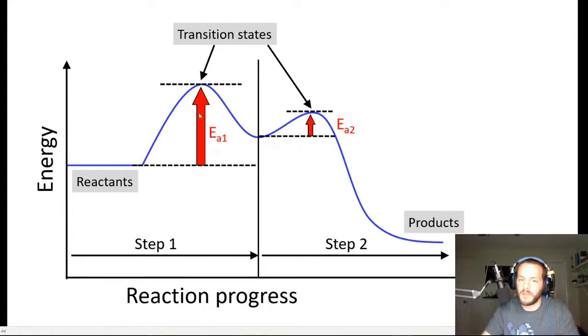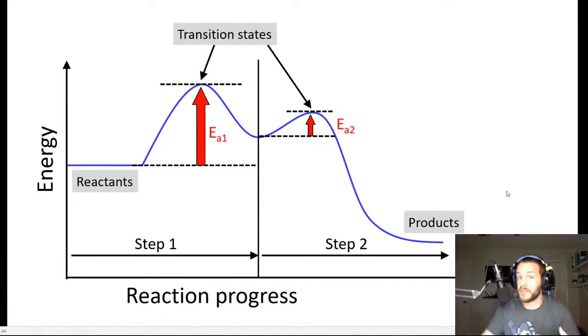Once step one is finished, you have this local minimum here that represents the intermediates. And then the second step of the reaction, step two, also has an activation barrier. Although notice that the activation barrier, the difference between this guy here and this guy up here, is lower than that of the first step. This all goes back to the Arrhenius equation, where we understood mathematically that a higher activation barrier results in a slower reaction rate. And so it makes sense in the context of this graph.